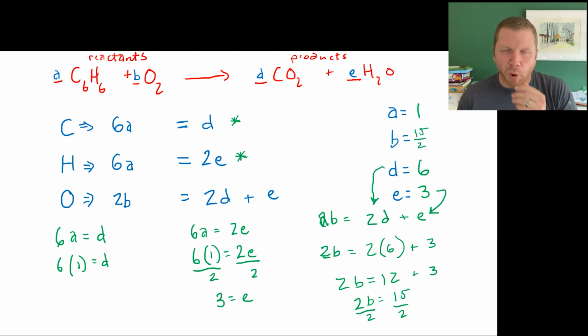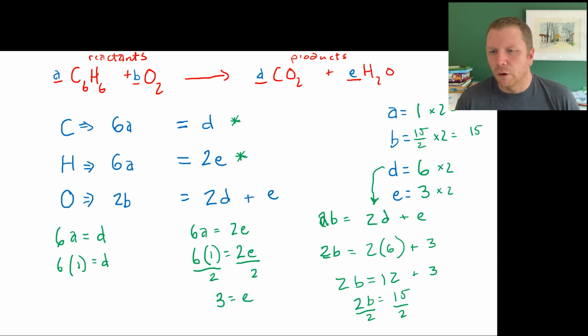Now, one of the important parts about balancing any chemical reaction is we don't have half coefficients. We have whole number coefficients. So how can we deal with this, well, 15 halves or 15 over 2? Well, we can multiply this by 2. That will get us 15. So if we've multiplied that by 2, is there anything that we have to do to our other coefficients? Yes, we have to multiply all of these by 2. So A therefore becomes 2, B is 15, D is 12, and E is 6.